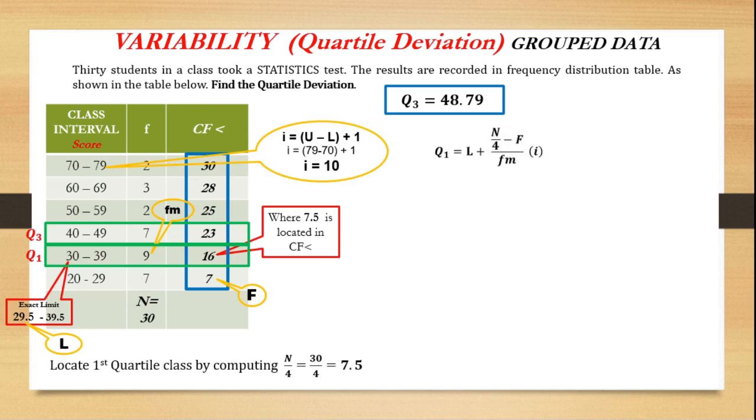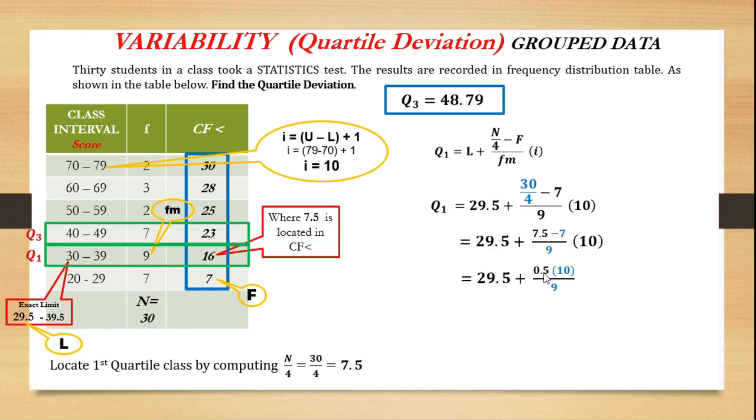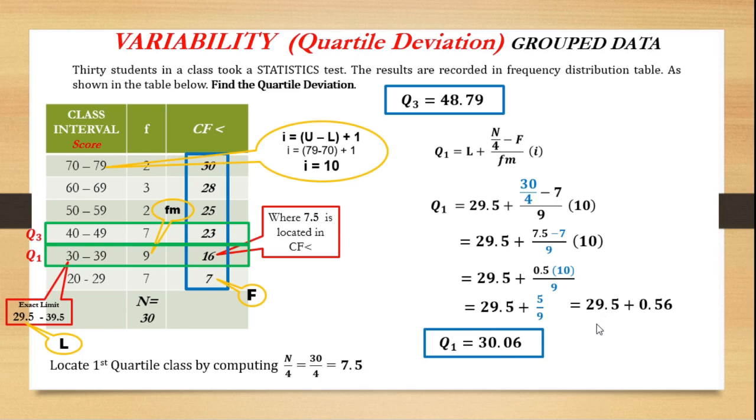So let us now substitute the values to our first quartile formula. So we have L plus n divided by 4 minus F divided by Fm times i. Substituting the values, we have 29.5 plus 30 divided by 4 minus 7 divided by 9 times 10. So we have to simplify 30 divided by 4. That gives us 7.5. After this, 7.5 will be subtracted by 7. That gives us 0.5. And the 0.5 will be multiplied by 10. That gives us 5. We have to divide 5 by 9. So 5 divided by 9 gives us 0.56. And after this, the 0.56 will be added to 29.5. Then our first quartile is 30.06.